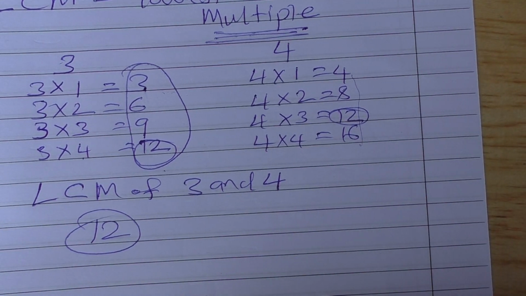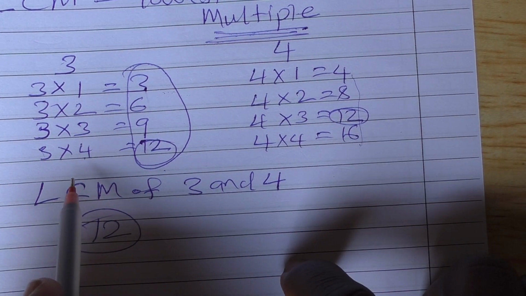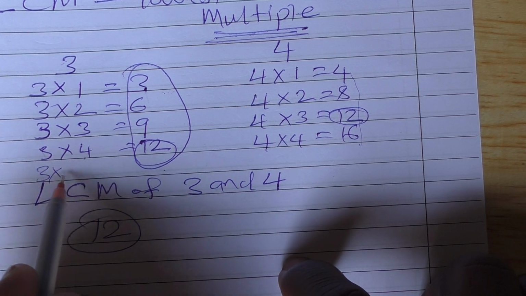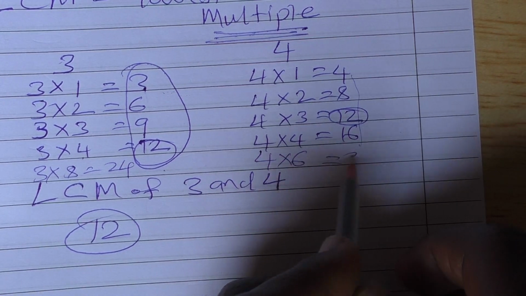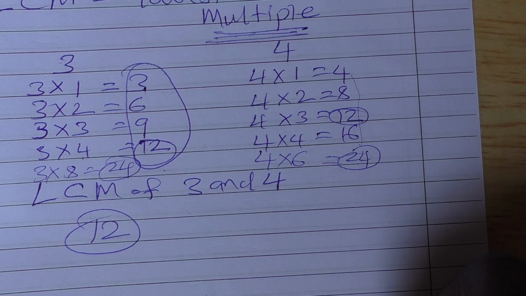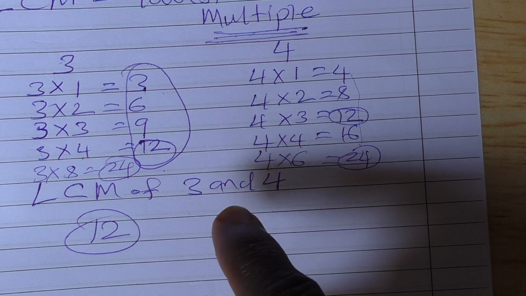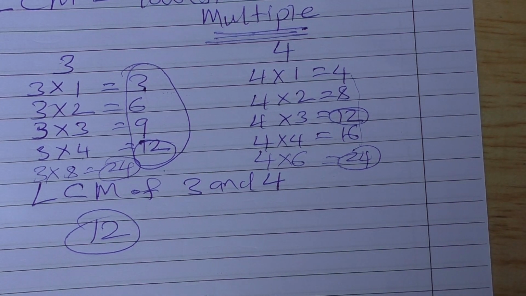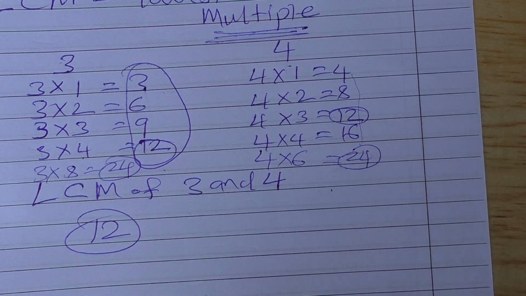But we can also have as many as possible. For instance, we have 20, 24, because 3 times 8 is 24. 4 times 6 is also 24. So 24 is also a common multiple. However, we are interested in the lowest, which is 12. So that is how we get the lowest common multiple. We can list the multiples of the numbers and then determine or choose the lowest.